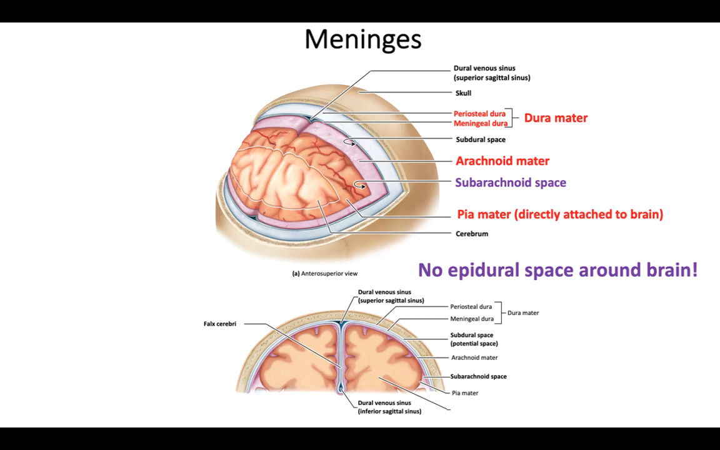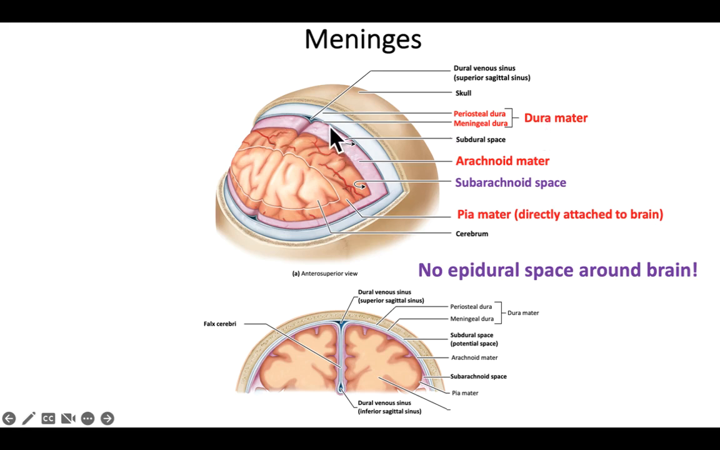Now, notice that we wouldn't have any epidural space. So, unlike the spinal cord where there's that layer of adipose tissue, that's not found surrounding the brain. So, no epidural space around the brain. So, that's one major difference. Another one is with the dura mater.